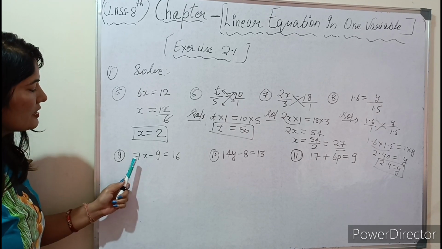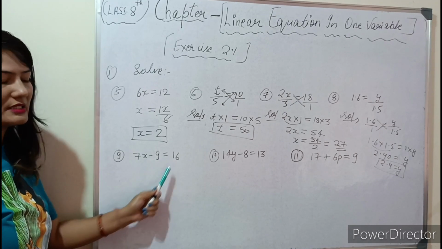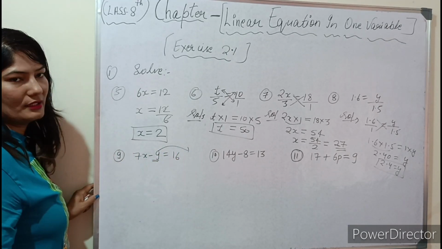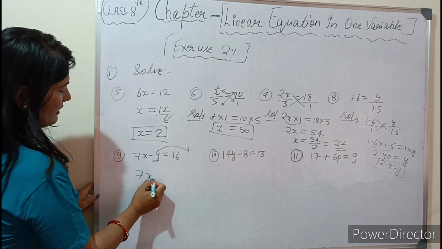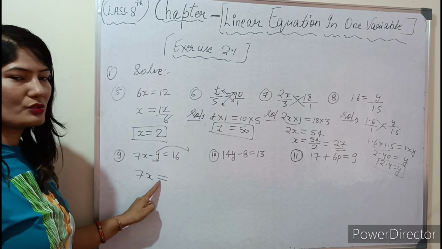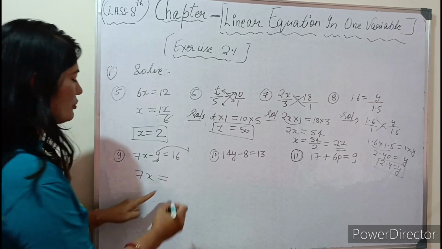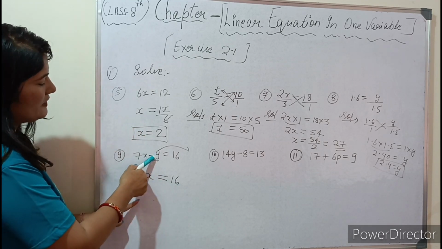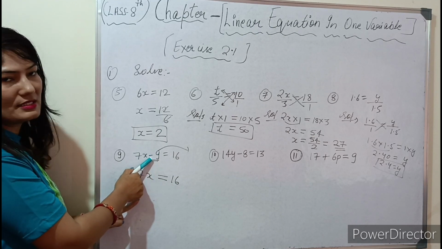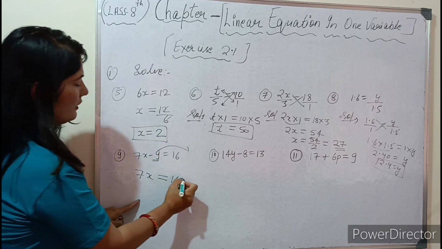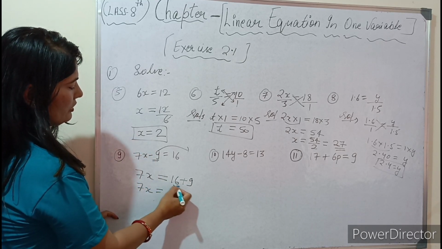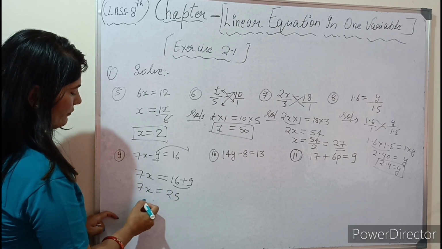Same here, 9th part. 7x minus 9 is equals to 16. So again, this minus 9 we will shift to the RHS side. So write here 7x as it is, then write equals to. Now after equals to, you will see 16 is already there. So write 16 as it is, and this minus 9 we will shift to the RHS side. Right. So here it is minus sign. So when this will go to the RHS part, the sign will change into plus. So 7x is equals to, you will add both the numbers, you will get 25.